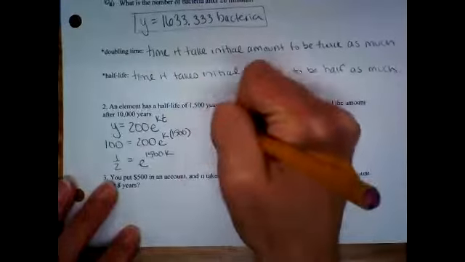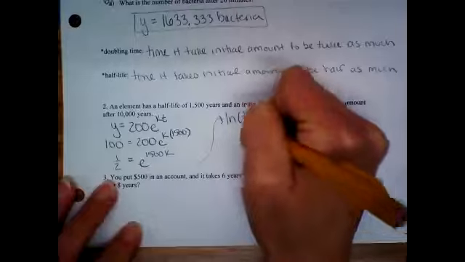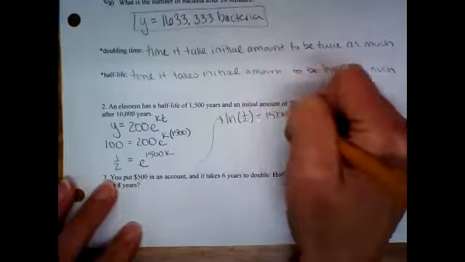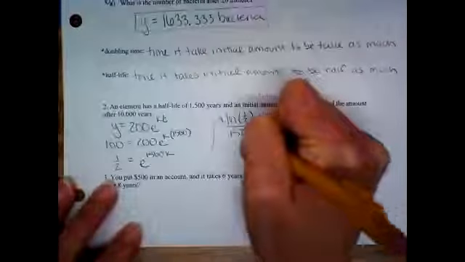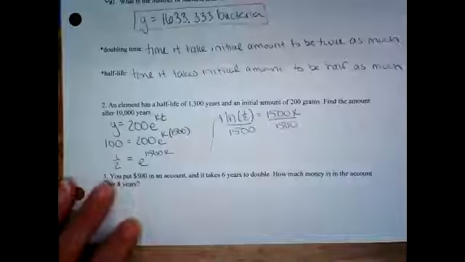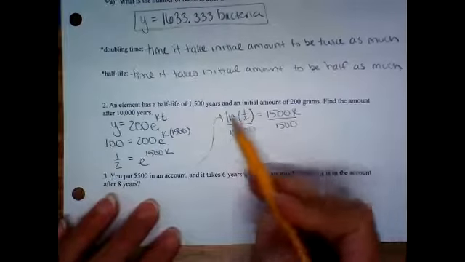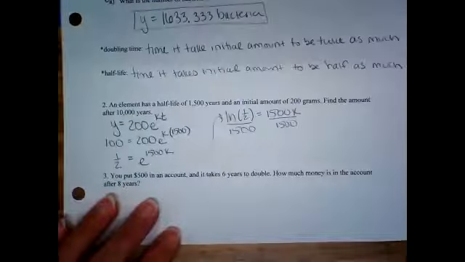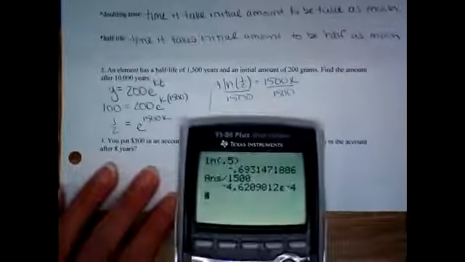And then what? ln. ln of a half equals 1500k. Divide by 1500. So this is what you want to type in your calculator. I think this one comes out really small. I think it comes out so small, because it's 1500, that it's in scientific notation. Yeah, do you get negative?